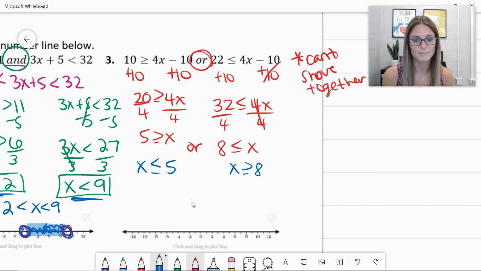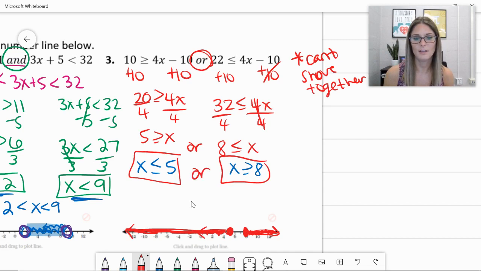So let's go and graph it. On 5, we're going to have a closed circle. I think this is our first closed circle on these problems. And x is less than that. On 8, also a closed circle, and x is greater than that. So perfect. They are going in opposite directions on the number line to represent an or compound inequality. Perfect.